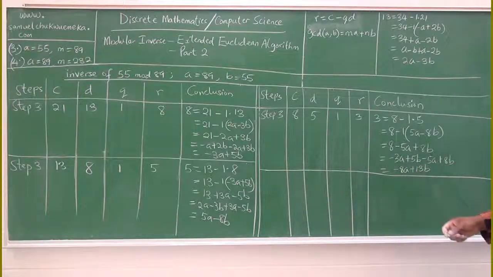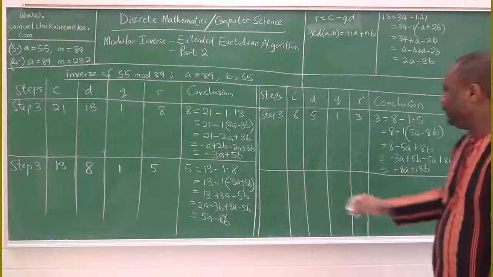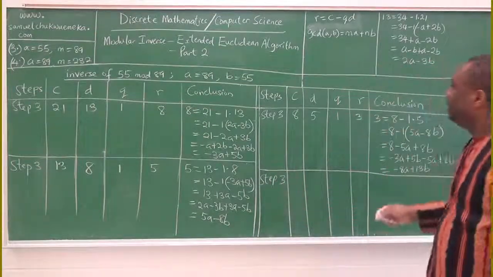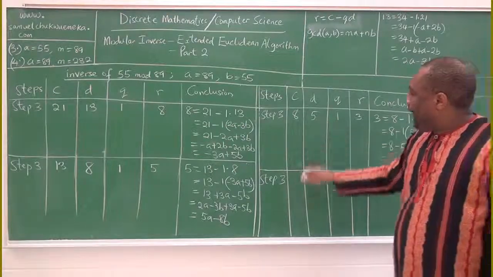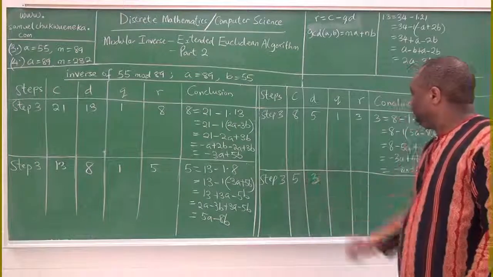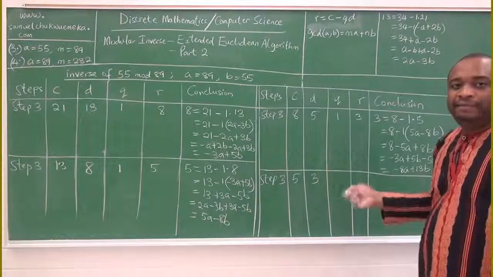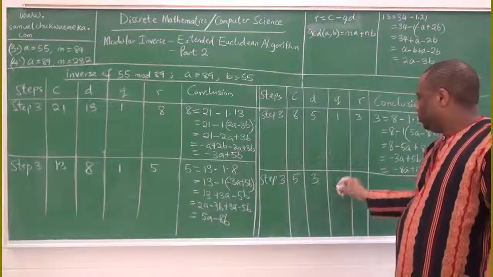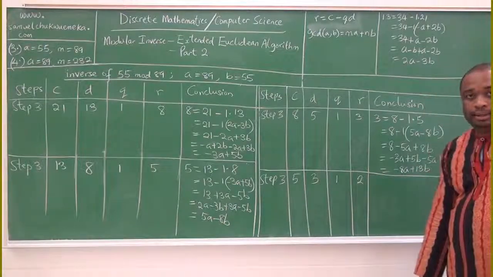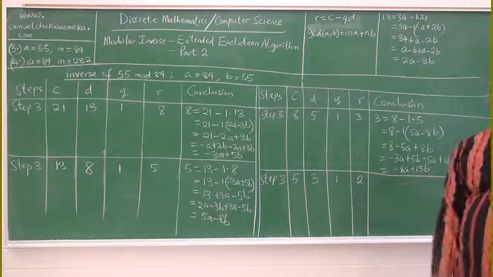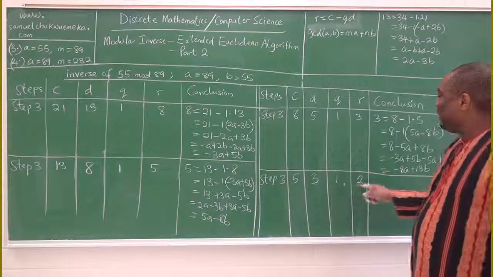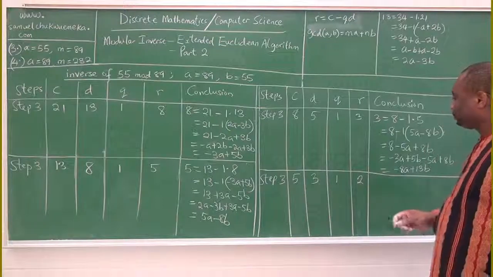Okay, we are still not done. We still have step 3 again. Step 3. Our 5 is now our C, and our 3 is now our D. 5 divided by 3 is what? 1. Remember what? 2. We're still stuck. Okay. So 1 remainder 2.